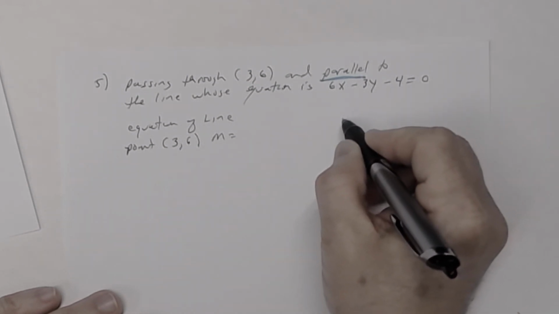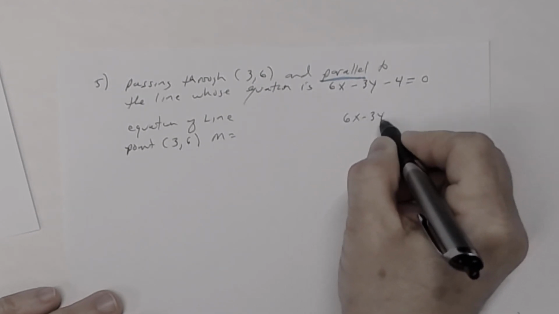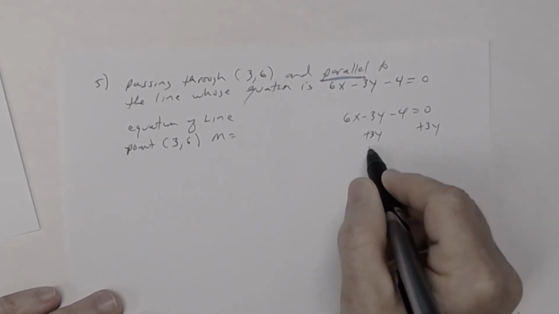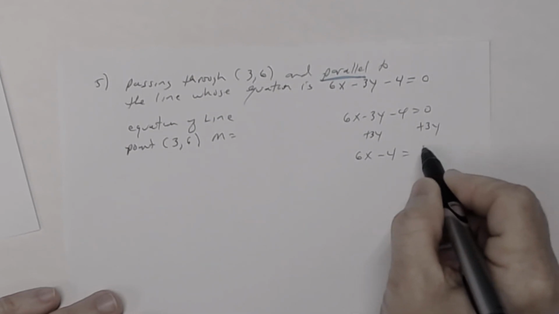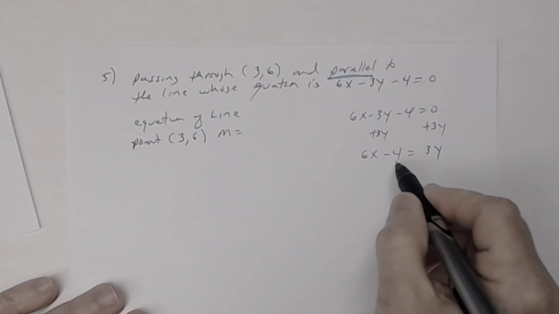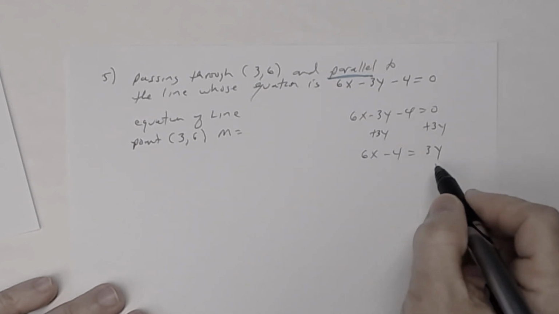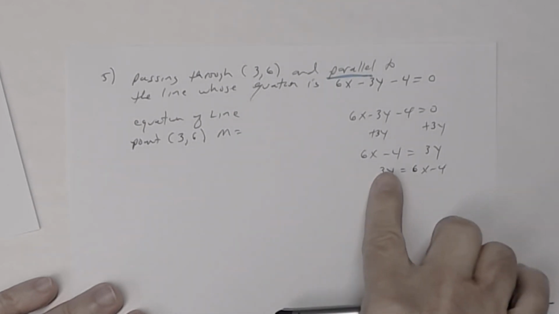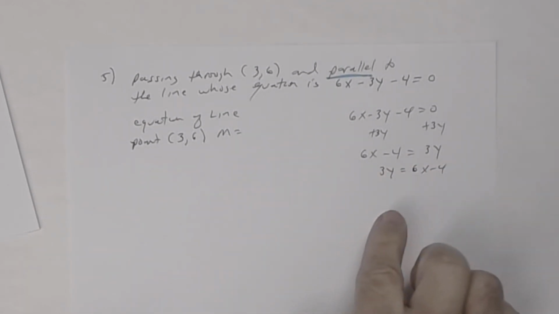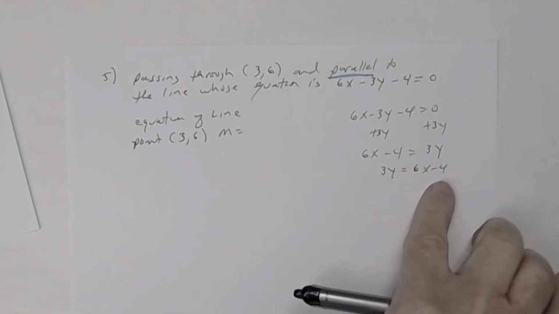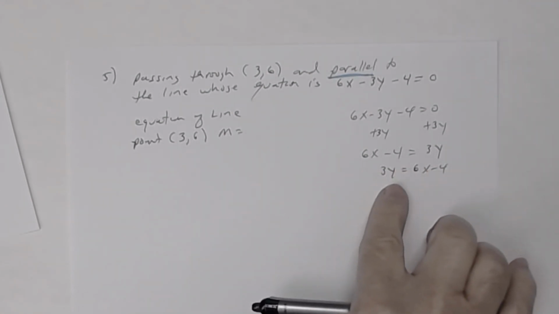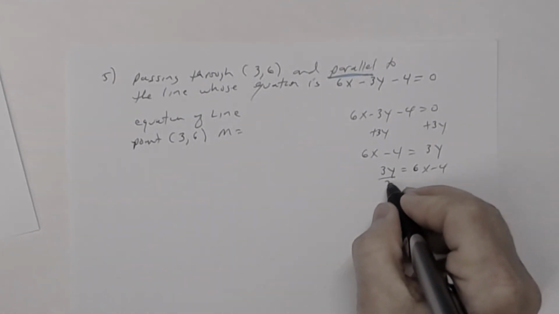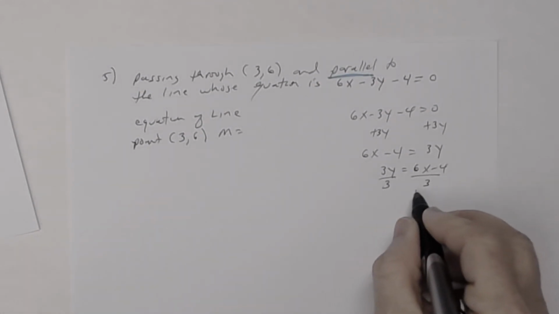So let me just rewrite this over here. 6x minus 3y minus 4 equals 0. So I'm going to add 3y to both sides. And so when I do that, I'm going to get 6x minus 4 equals 3y. And I'm going to go ahead and transpose the sides. So 6x minus 4 equals 3y means the same thing as 3y equals 6x minus 4. So the left side becomes the right side and the right side becomes the left side. I did that because most students prefer to have the variable you're solving for on the left-hand side. And so now to get y by itself, we're going to go ahead and divide both sides by 3. What you do to one side, you do to the other.